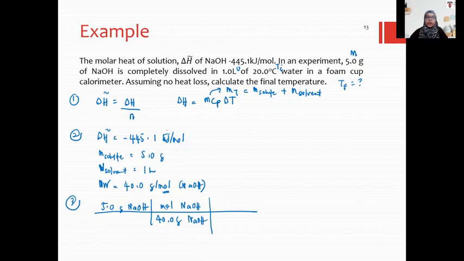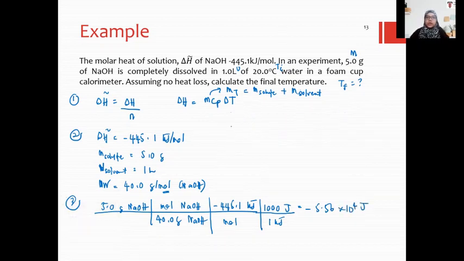So what we can determine is delta H. In 1 mole, the heat of solution is minus 445.1 kilojoule. Or maybe we can use joule if you like. So 1 kilojoule equal to 1000 joule. So we can get the answer, minus 5.56 times 10 to the 4 joule.